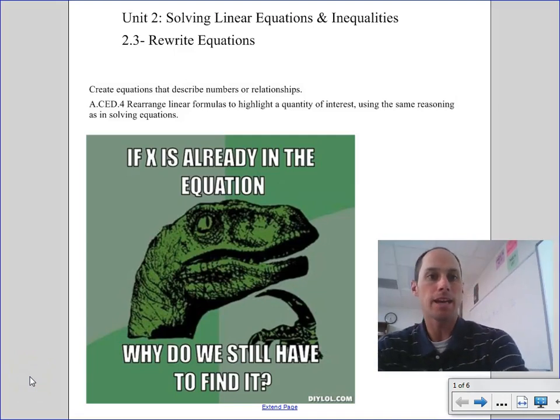All right, we are back. Unit 2, solving linear equations and inequalities. As we continue this, we're going to build off of what we learned last time.